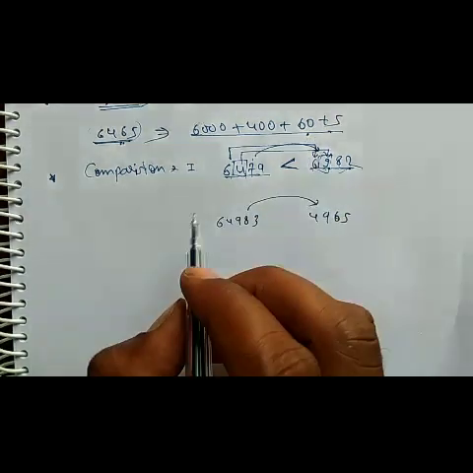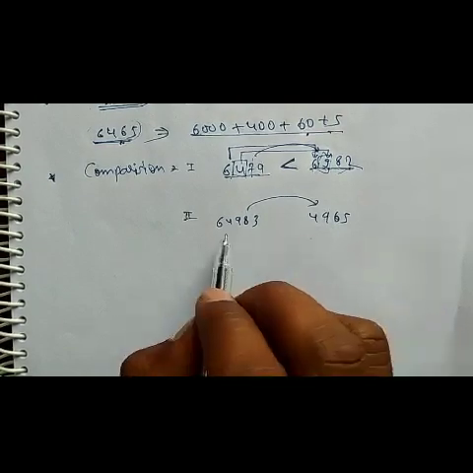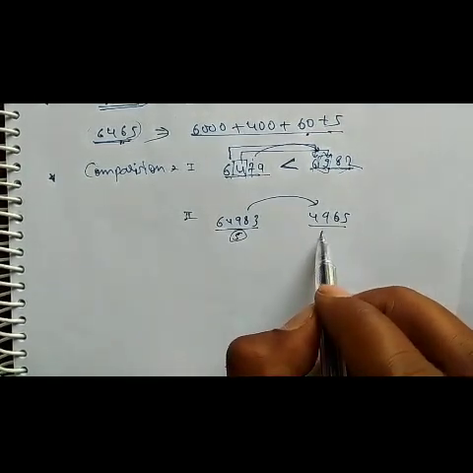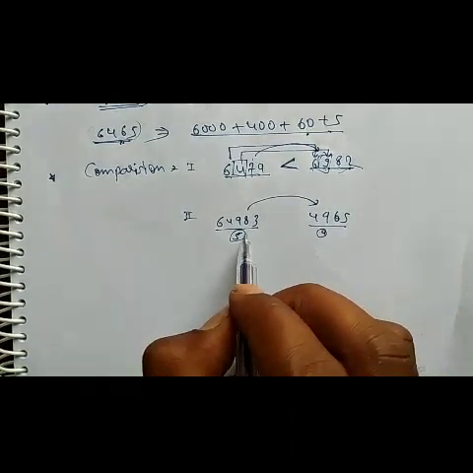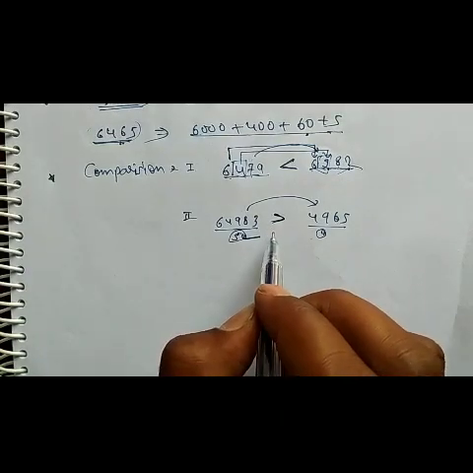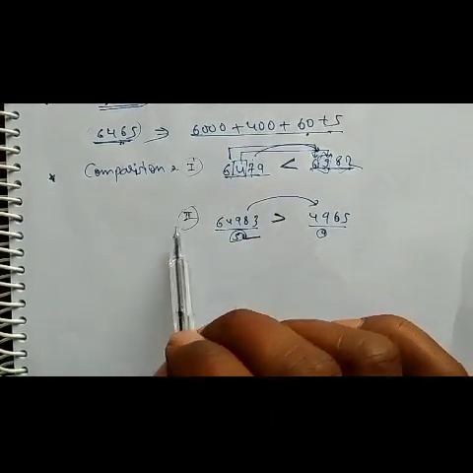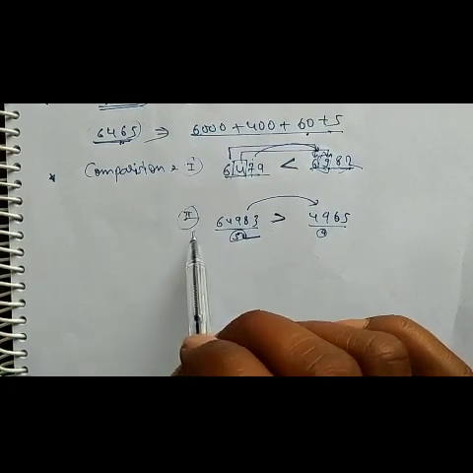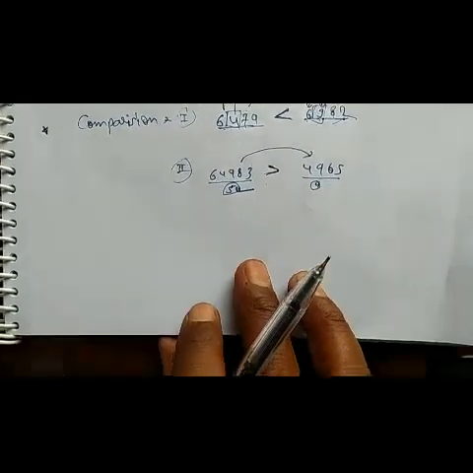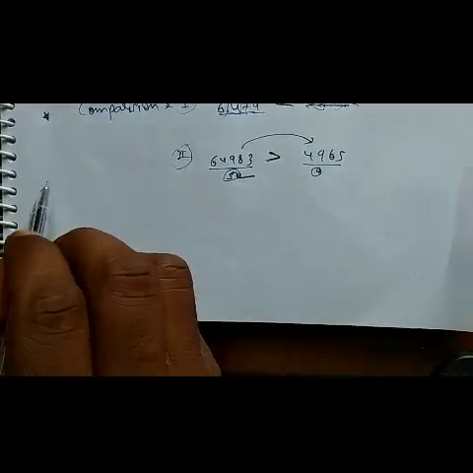In the second case, if the number of digits is different, suppose one has 5 digits and the other has 4 digits, the number having the greater number of digits will be greater. So this is the comparison, how to compare numbers using these two steps. We have to follow these two steps to compare numbers. Easily we can compare.